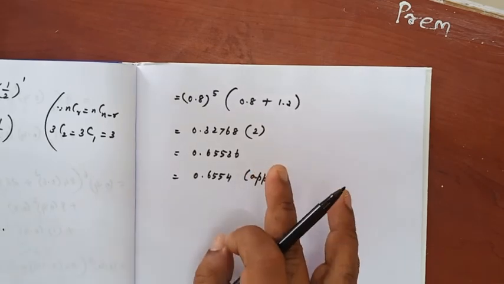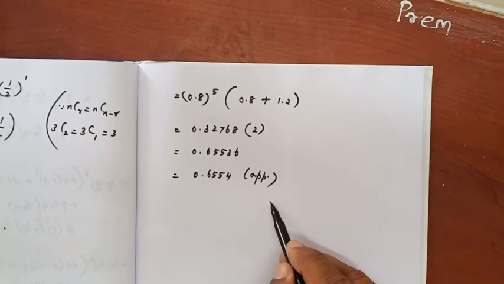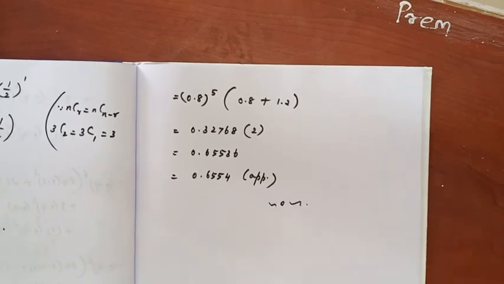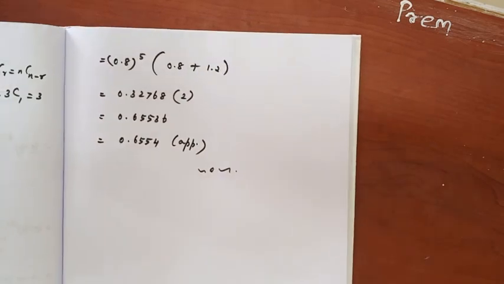The book answer, that is 0.5767, that is wrong. This is the correct answer, change it. So problem number 9 is completed. Then I will be teaching problem number 10 in the next video.